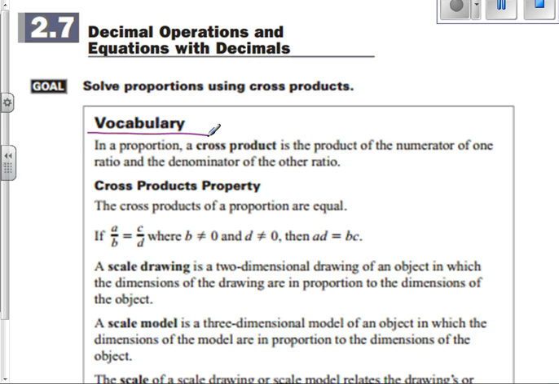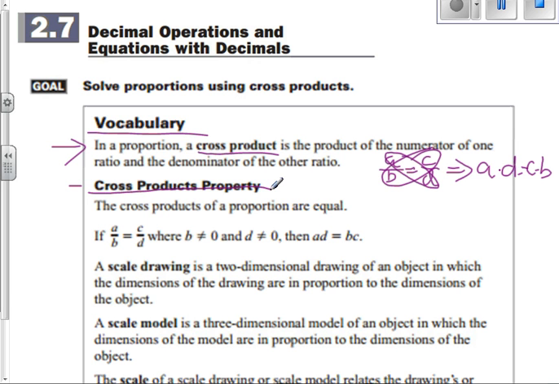Here's our vocabulary. In a proportion, a cross product is the product of the numerator of one ratio and the denominator of another ratio. So if I had one ratio, which is A over B, equal to another ratio, C over D, the cross product tells you that A times D is equal to C times B, and basically you're just multiplying the diagonals, okay?